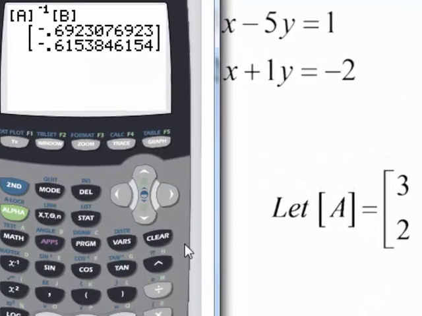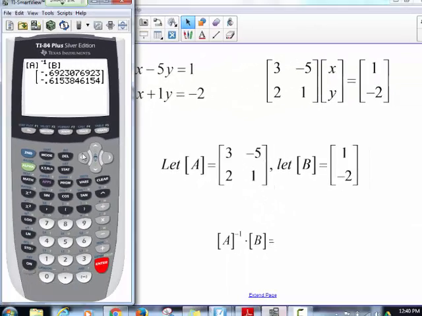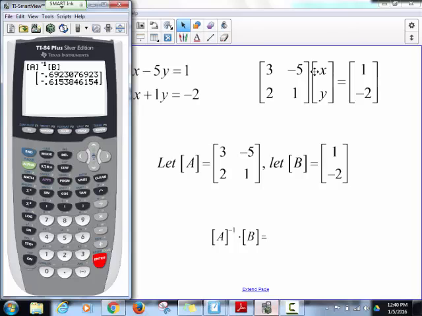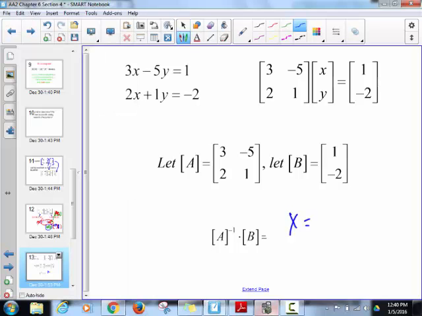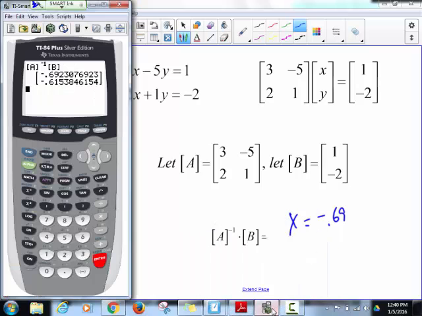So let's go ahead and do that. So I did it right here. I typed them all in. I took the inverse of A, and I multiplied it by B. And there we go. There are my solutions. So this would be your x, right, because the x is on top here, and the y would be on bottom. So x would equal negative 0.69. Let's round to the nearest hundredth here. And y would equal negative 0.62.